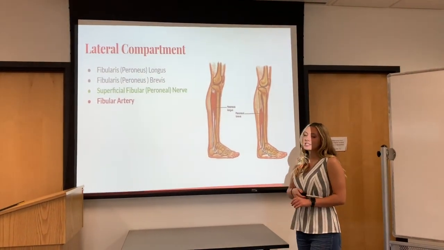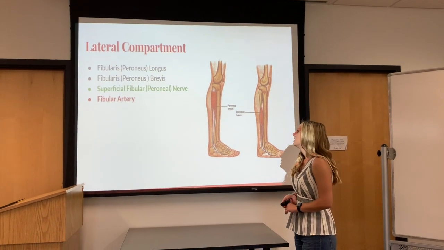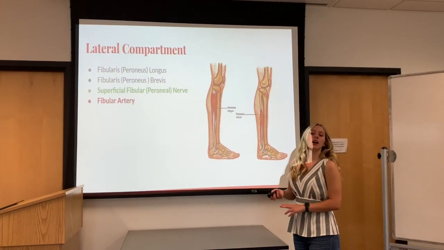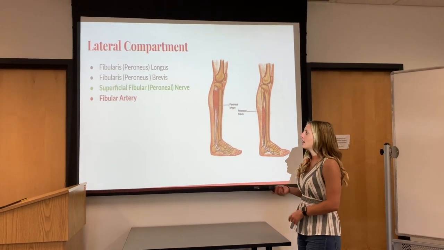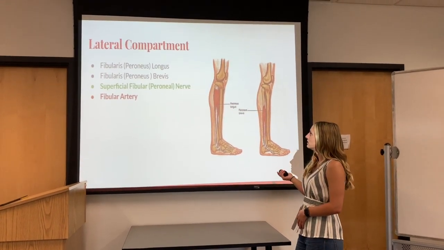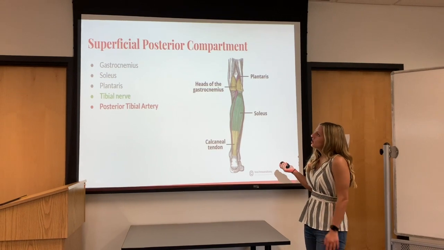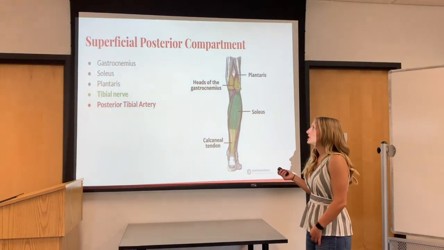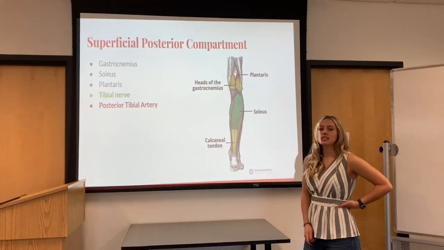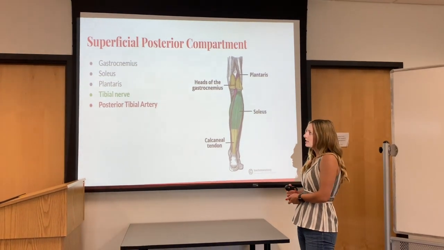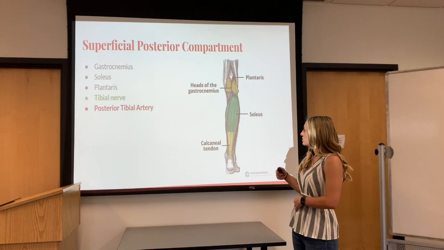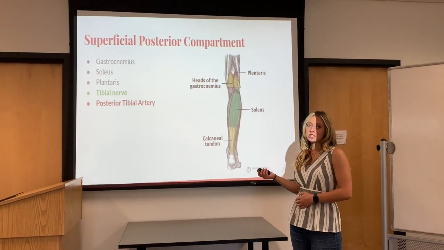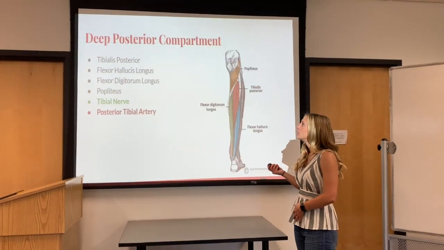So going on to the next compartment, we're going to look at the lateral compartment. This is comprised of the fibularis longus and the fibularis brevis. This also has a nerve, and that's going to be the superficial fibular nerve, and then it also has the fibular artery. So our third compartment is going to be the superficial posterior compartment. That contains the gastrocnemius, the soleus, the plantaris. It also contains the tibial nerve and the posterior tibial artery.